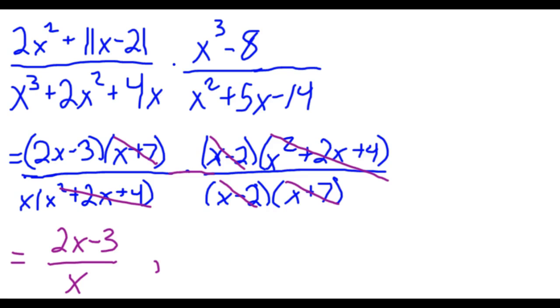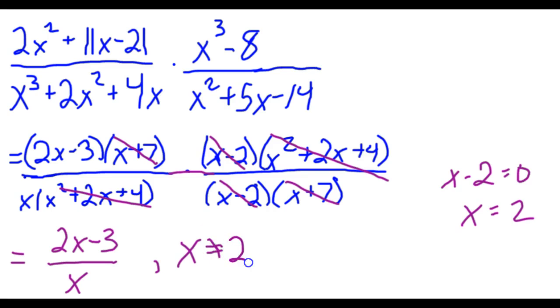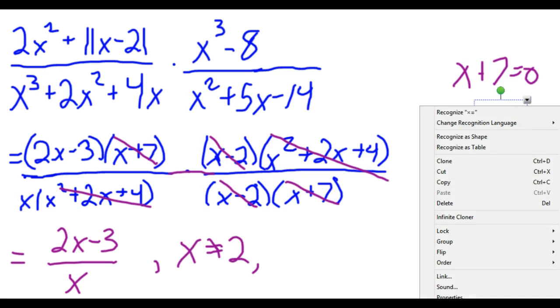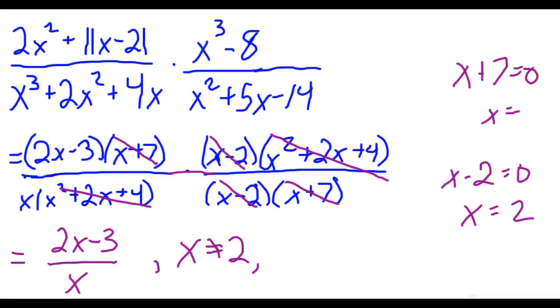Remember, we have to determine what x values we removed because of our domain. So if I take this factor of x minus 2, set it equal to 0, x is equal to 2. So we know in our domain x cannot be equal to 2. We also had the factor of x plus 7. So if we set that equal to 0, x is equal to negative 7. We know in our domain x cannot be equal to negative 7.